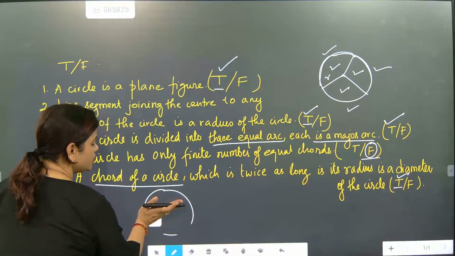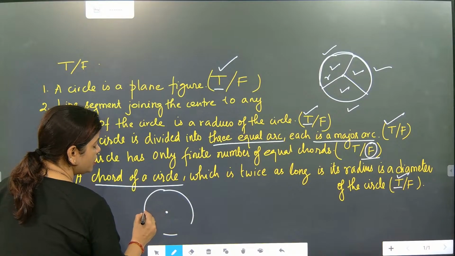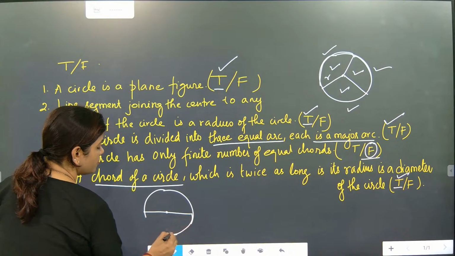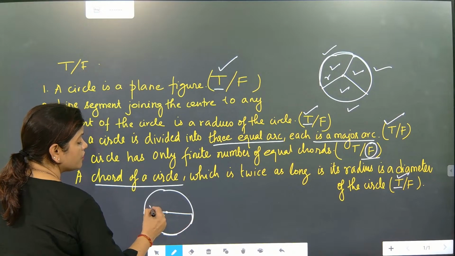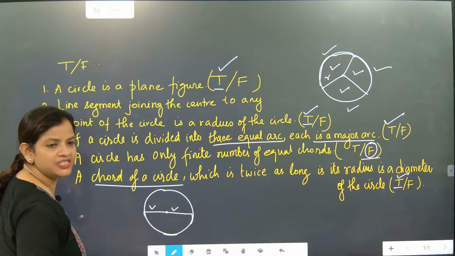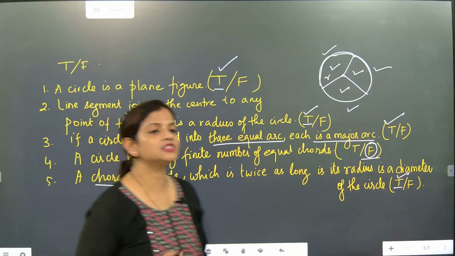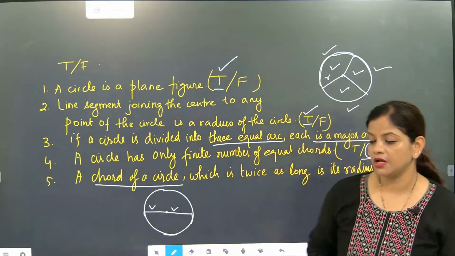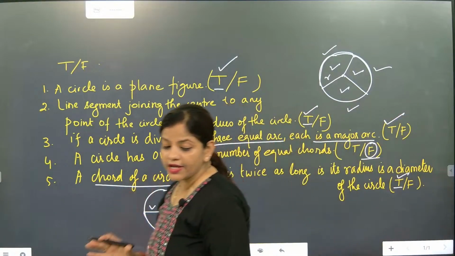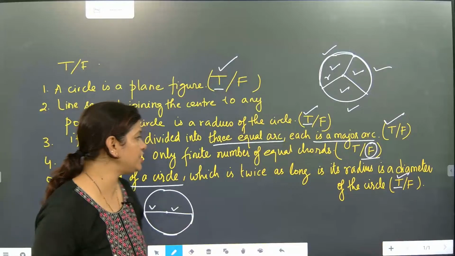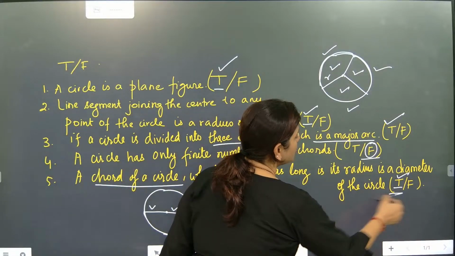So for this we need to draw a diameter. A chord of a circle which is twice the radius is a diameter. Twice the radius is what? Diameter. So we always know that twice the radius is the diameter. So this statement is a true statement.